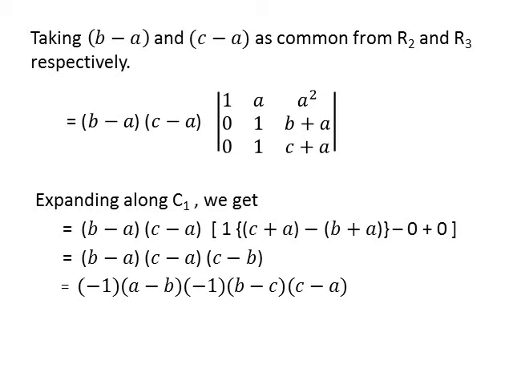In next step, take minus sign as common from b minus a and c minus b both. We get determinant equals to a minus b multiply with b minus c multiply with c minus a.